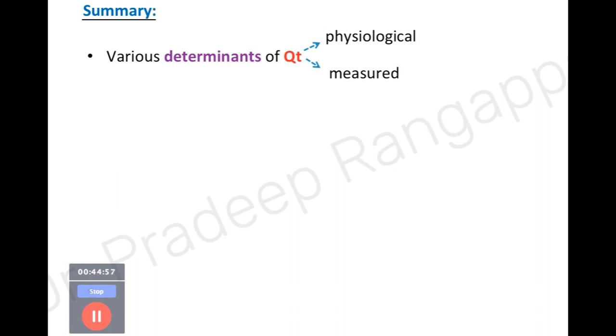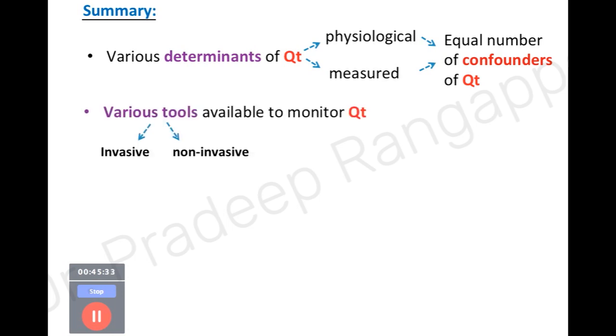The easiest one for anyone to look into at the bedside is the physiological determinants of cardiac output, which is how the mentation is, how the peripheries are, and how the urine output is. And most importantly, don't forget to look at the lactate in the blood gas, because that itself may tell you what your cardiac output is. And for measured cardiac output, you may have to use one of these tools to ascertain it. But for all the measured variables, there are that many confounders which can lead to erroneous interpretation of the cardiac output. So one should be aware of all the limitations of these modalities.